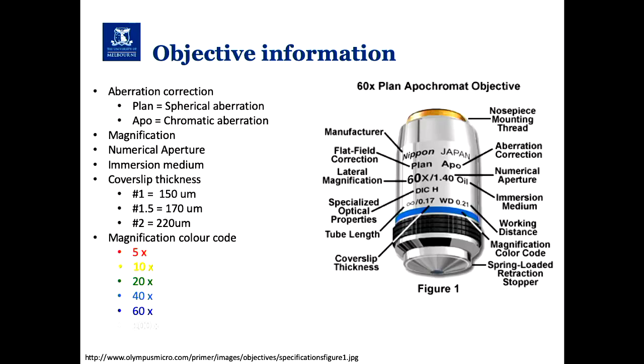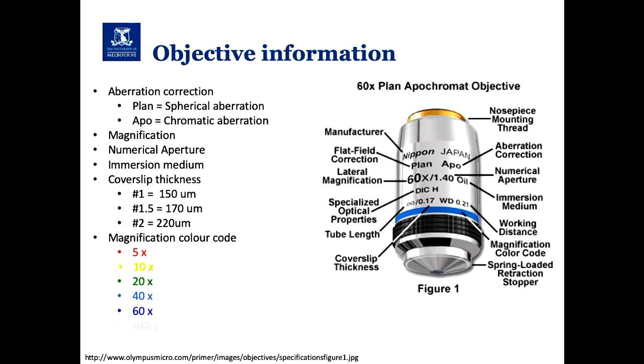And the next thing we've got is what type of immersion medium is it? So is it an oil lens, in which case it's expecting oil between the front of the objective lens and the cover slip? Is it an air lens, in which case it won't say anything there? Sometimes you'll see water, sometimes you'll see glycerol. Some lenses have correction collars which allow you to modify what immersion liquids you're using.